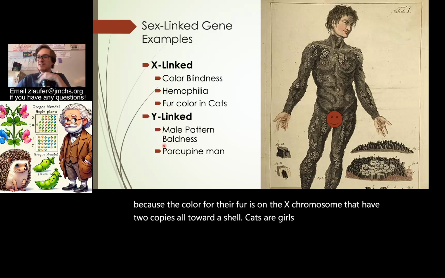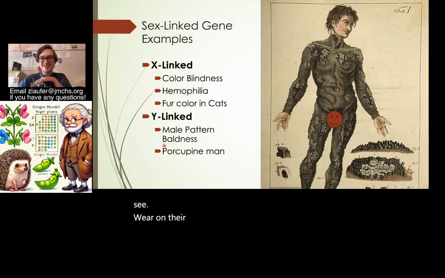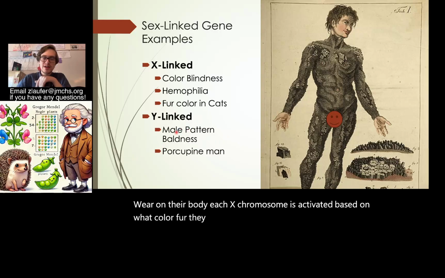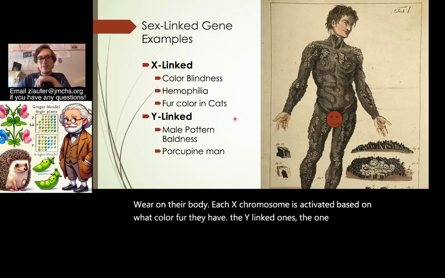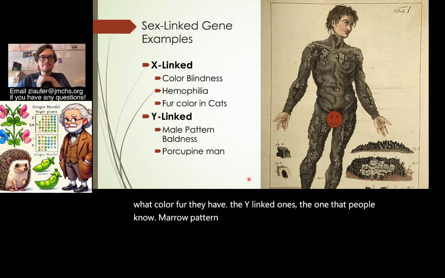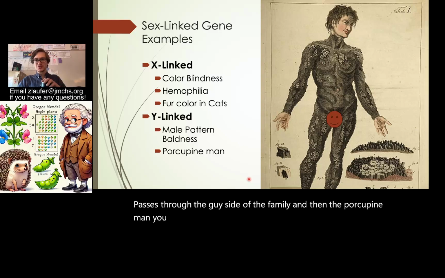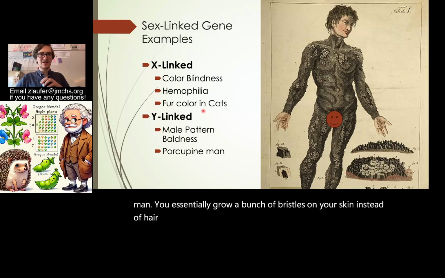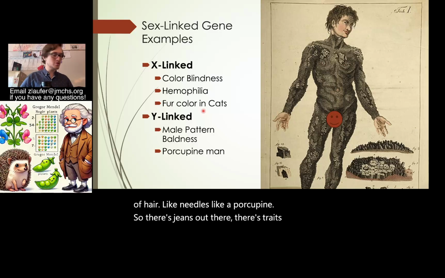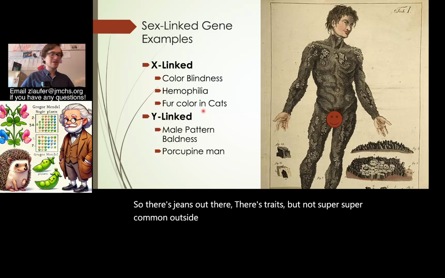And you can basically see where on their body each X chromosome is activated based on what color fur they have. The Y-linked ones, the one that people know, male pattern baldness, passes through the guy side of the family. And then the porcupine man, you essentially grow a bunch of bristles on your skin instead of hair, like needles like a porcupine. So there's genes out there, there's traits, but not super, super common outside of color blindness, and obviously fur color in cats.